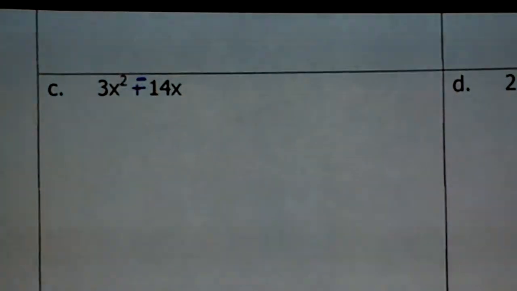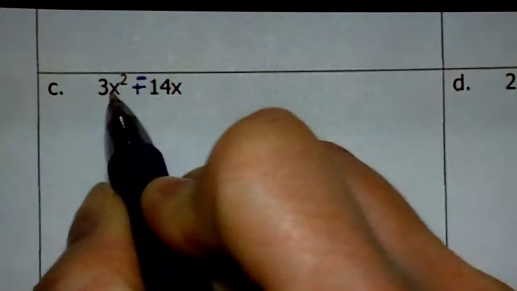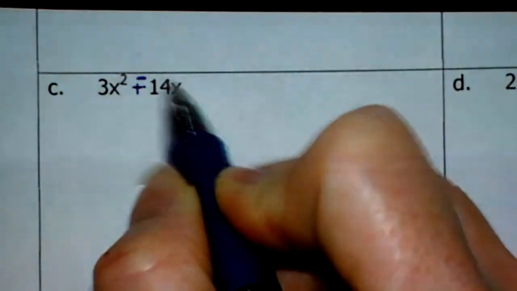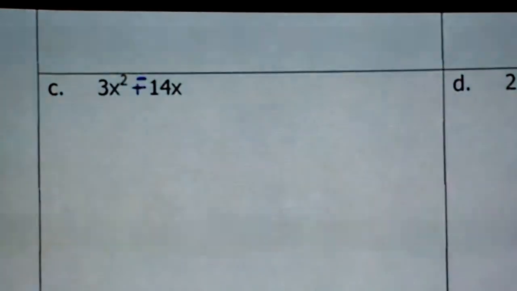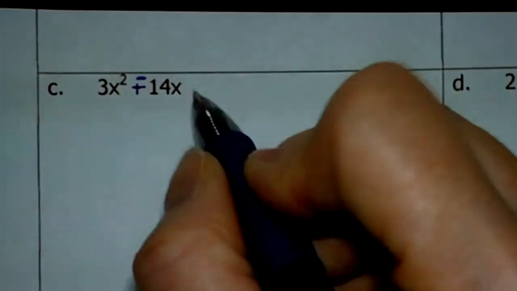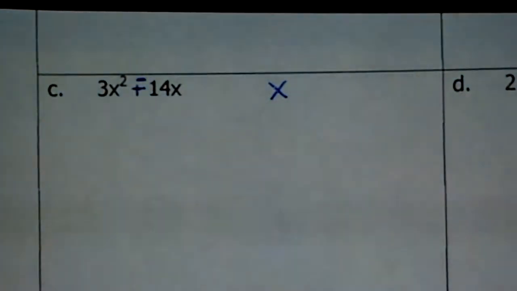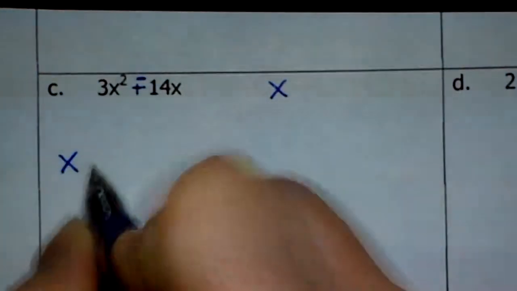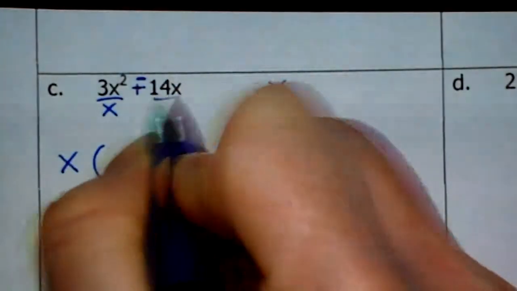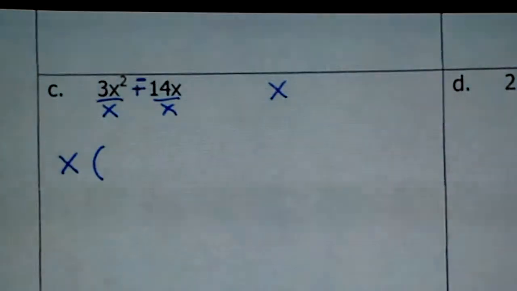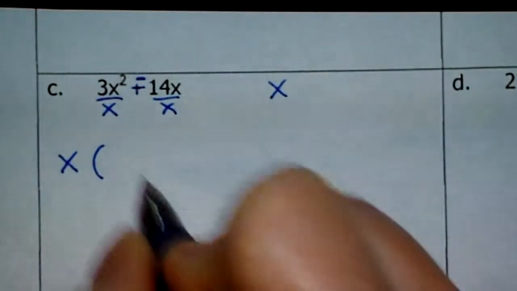It's x. Do you see how this term has 2 x's and this term has 1 x? Don't they at least have 1 x in common? So the GCF of this is x. They both have x in common. So I'm going to write x on the outside, and I'm going to divide each term by x. So 3 divided by 1, because it's really 1x, is 3.